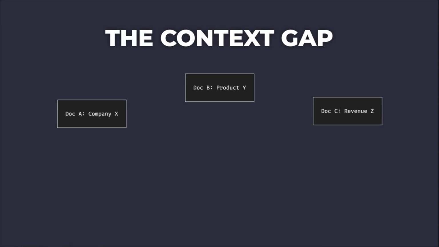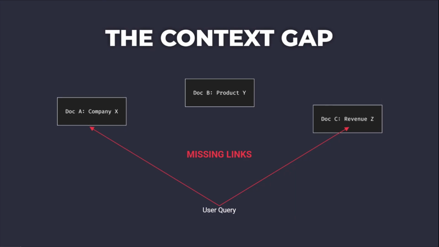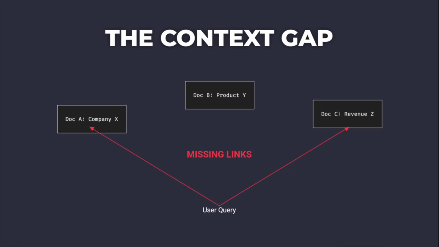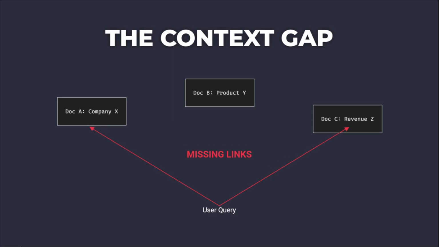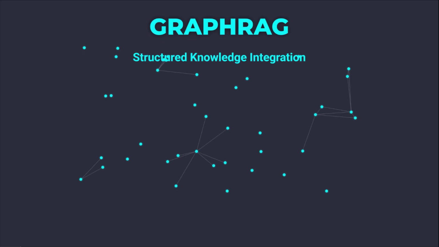LLMs struggle with factual consistency and complex relational queries. Standard retrieval augmented generation often fails on multi-hop questions. RAG relies on flat text chunks, losing critical structural context. GraphRAG solves this by leveraging structured knowledge graphs.